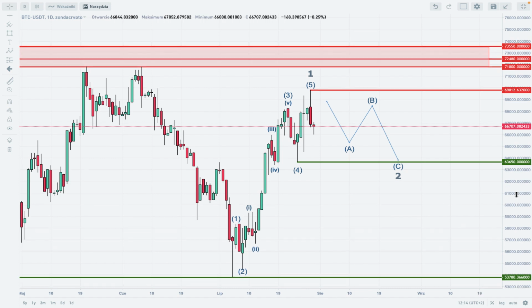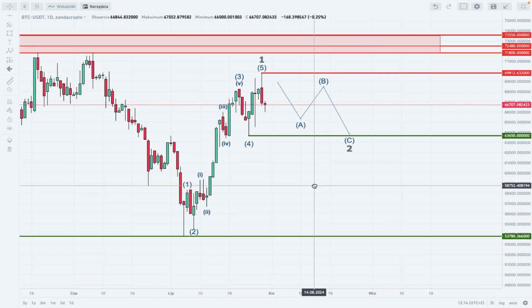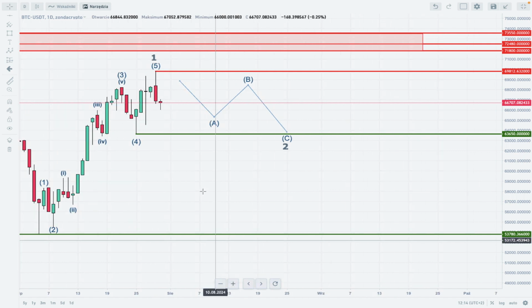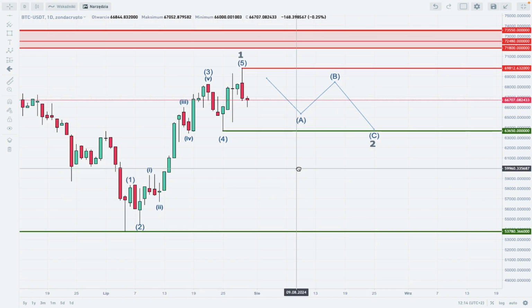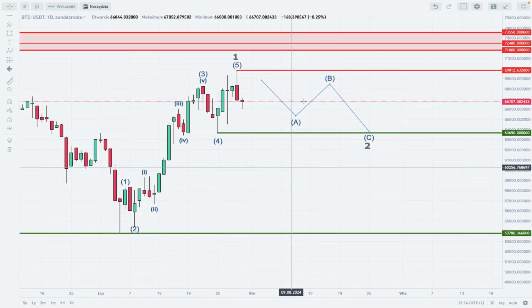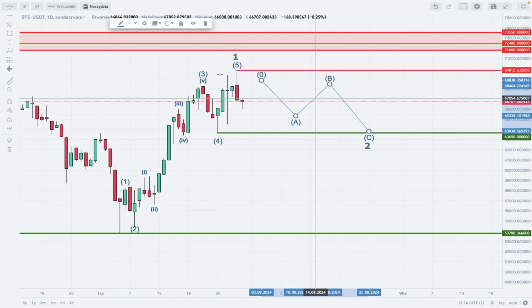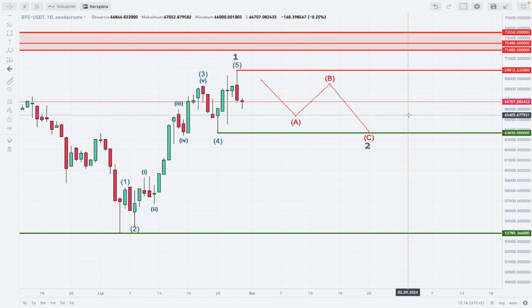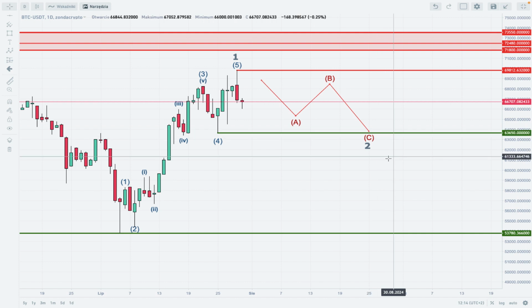For now, I'm leaving you with this scenario for the Bitcoin. I think it's quite obvious what to do right now. How this scenario will unfold, the market will tell us soon. Let me change this color to red, so you know that this is the down movement, the down correction, corrective cycle. This is what we are waiting for right now.